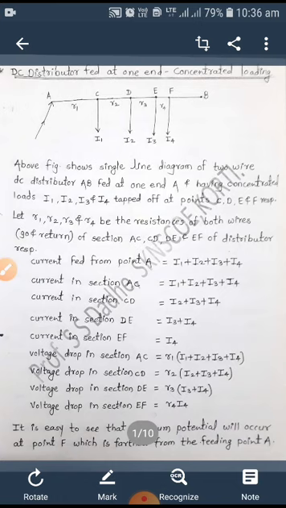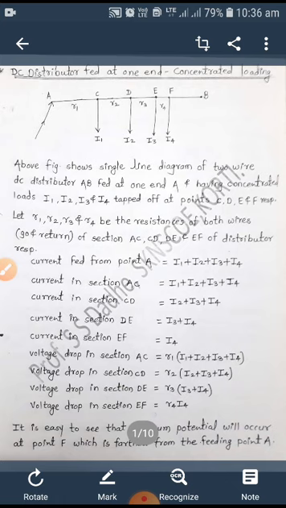We have different types of distributors. Distributors are classified depending upon the way by which they are fed by the feeder. The types are distributor fed at one end, distributor fed at both the ends, distributor fed at the center, and ring main distributor. Out of that, we have the DC distributor fed at one end having concentrated loading.